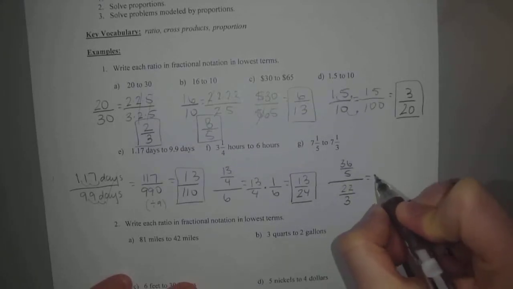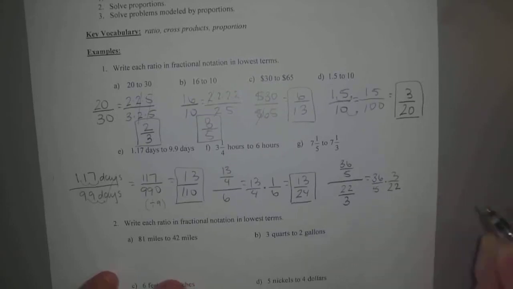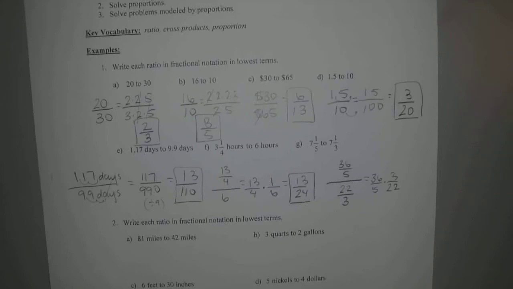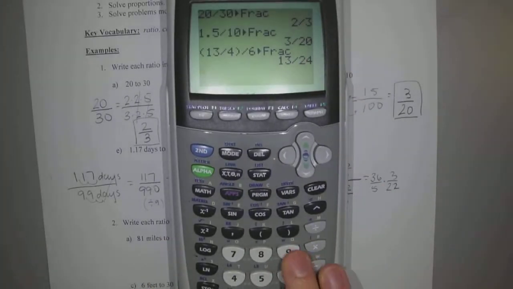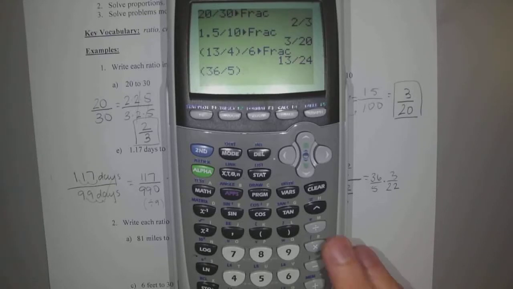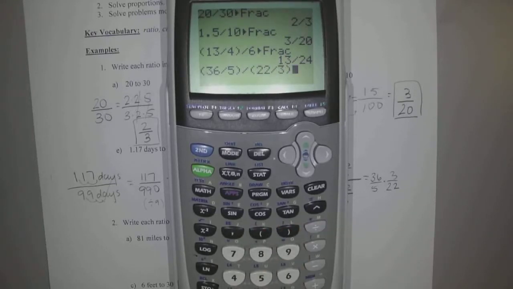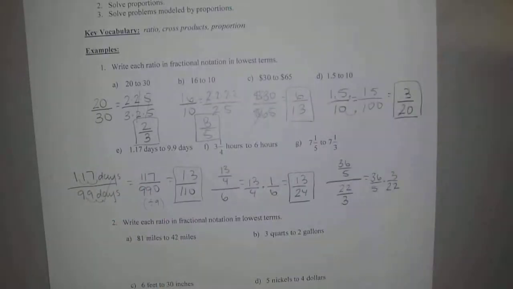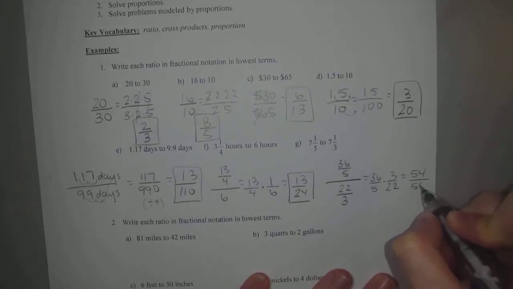And again, if you're doing it by hand, this would just be 36/5 times the flip, 3 over 22. And again, you could break 36 down to 4 times 9 or 2 times 2 times 3 times 3, all that stuff. But it's a lot easier just to do it in our calculator. So we have 36/5 in parentheses divided by 22/3 in parentheses like that. And all I have to do is hit math and fraction, and it reduces it to 54 over 55, which is a lot nicer than having to do that by hand.